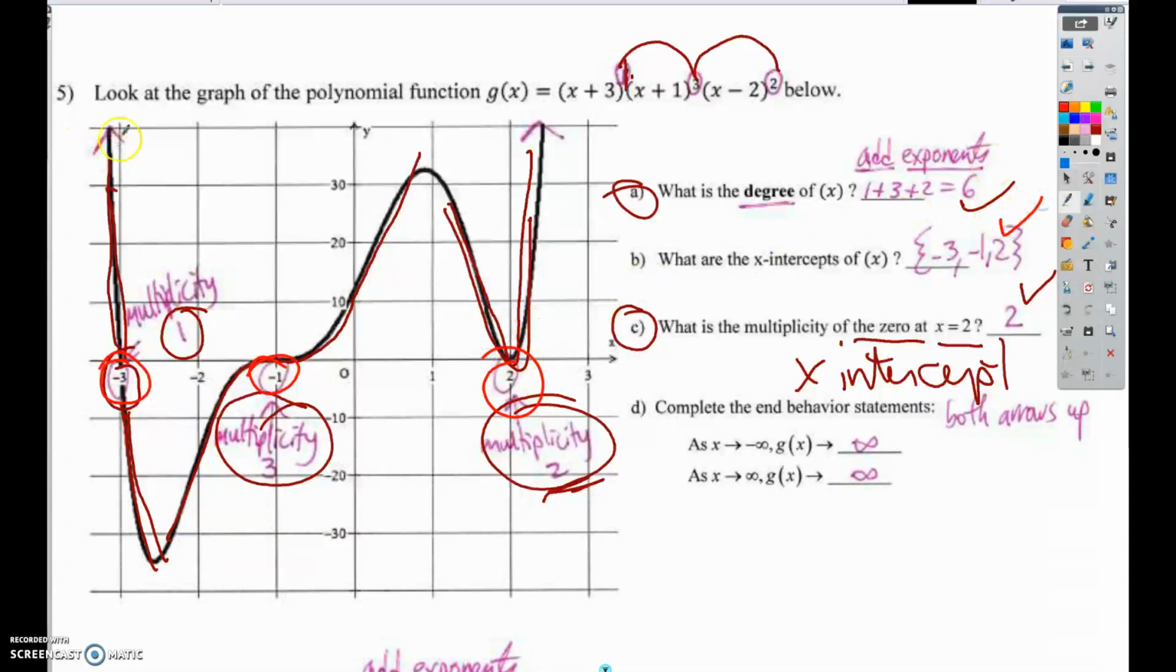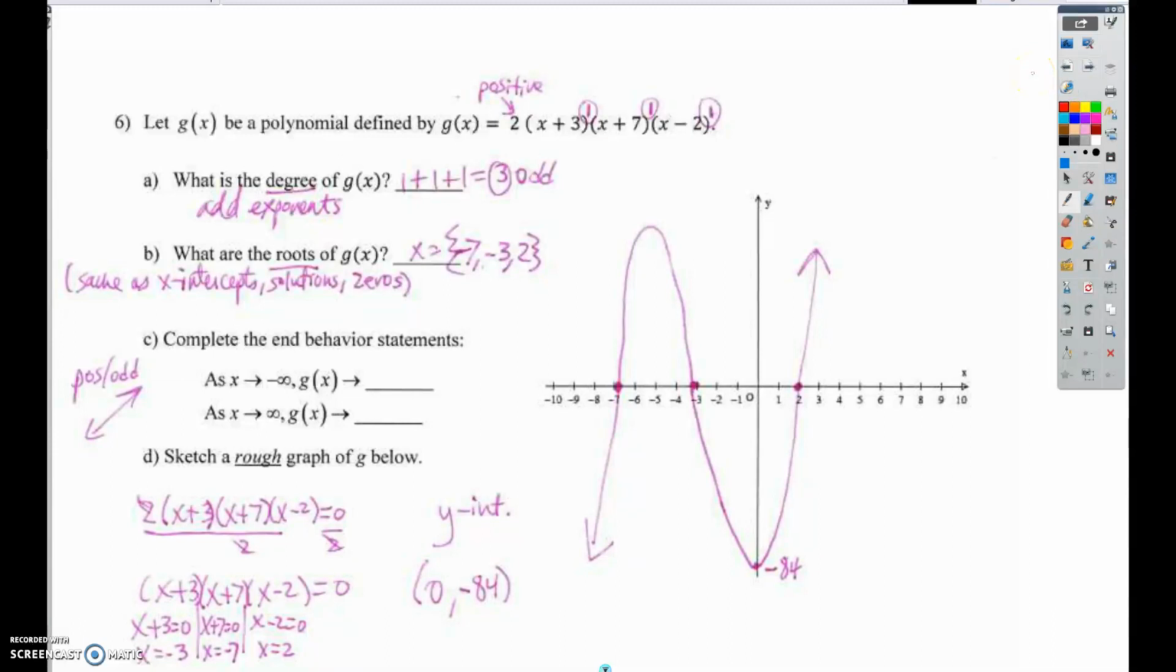And behavior, both arrows face up towards positive infinity. So as we approach from the left, y goes, or g of x goes to positive infinity. As we go to the right, towards x is positive infinity, our g of x also goes to positive infinity.